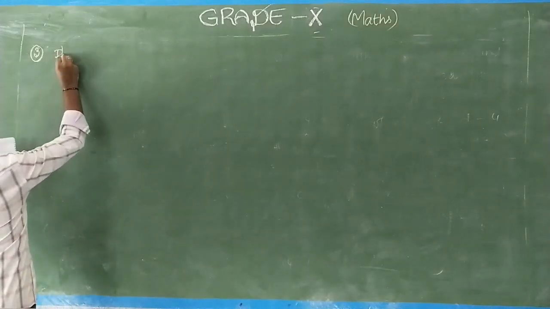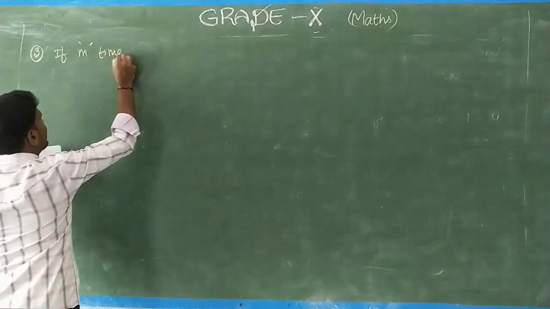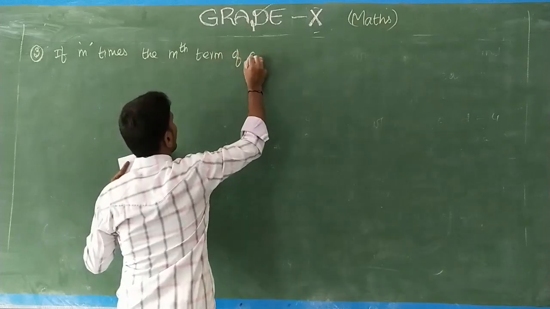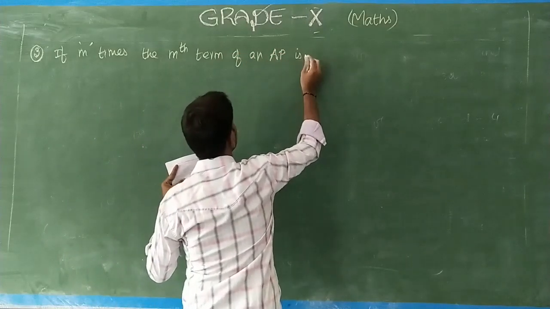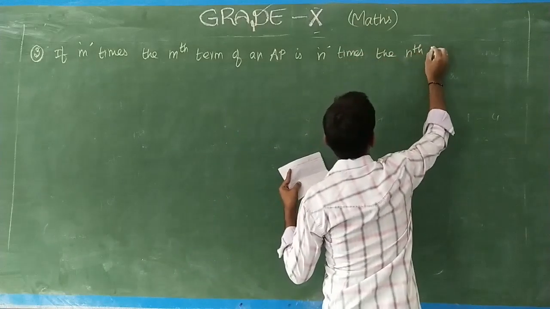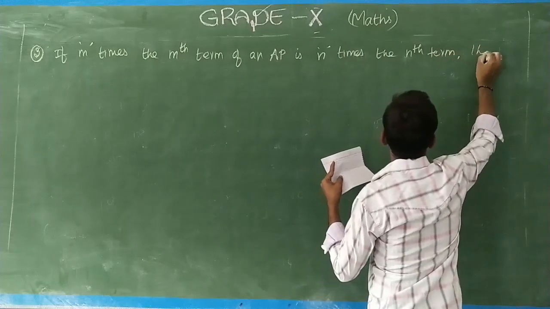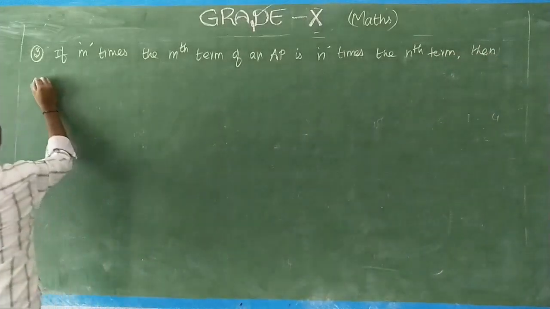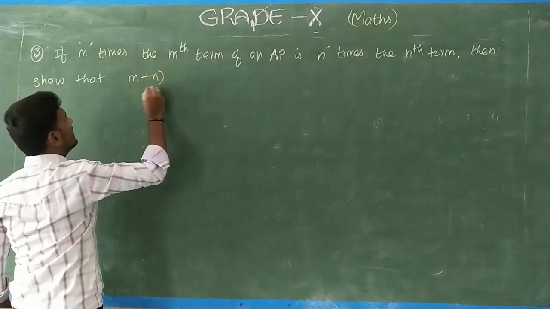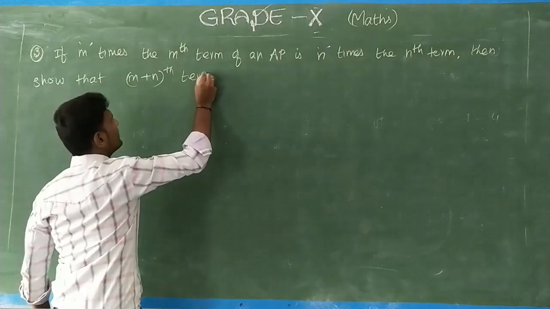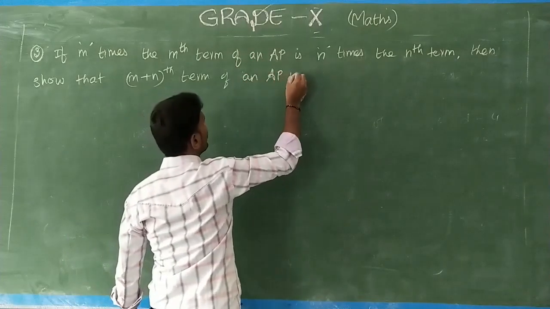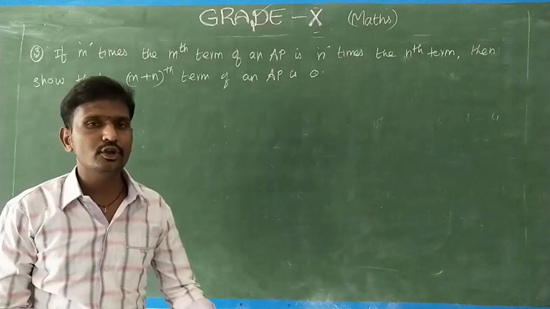See, I read the question. If m times the mth term of an AP is n times the nth term, then show that the (m plus n)th term of an AP is 0. So we need to prove that.